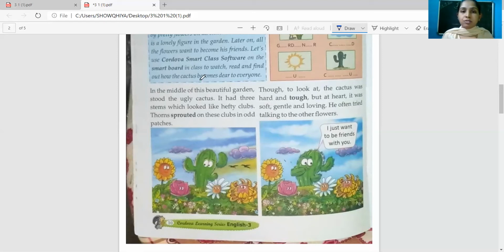In the middle of this beautiful garden stood the ugly cactus. It had three stems which looked like hefty clubs. Thorns sprouted on these clubs in odd patches. I will mark this. I will highlight some words here which you are going to read next to me, children.